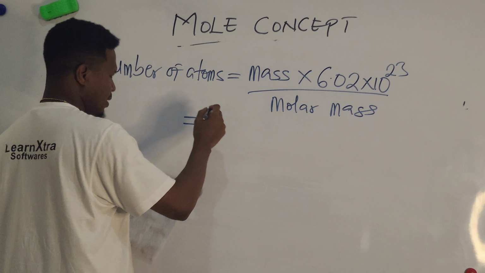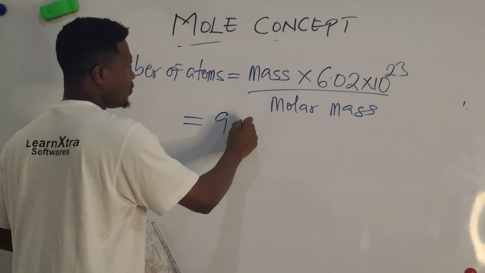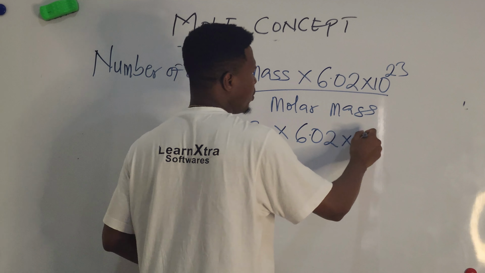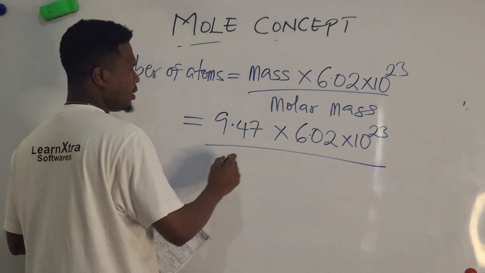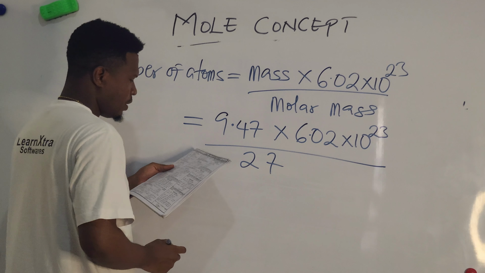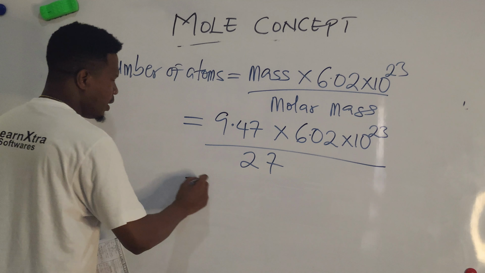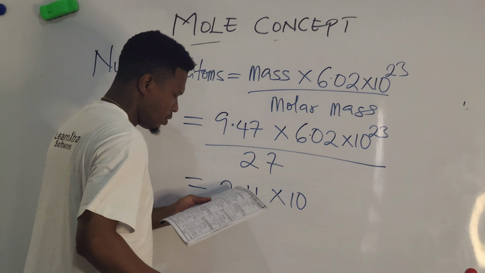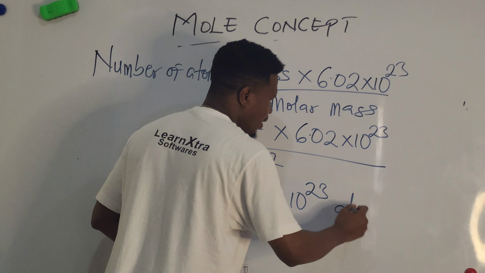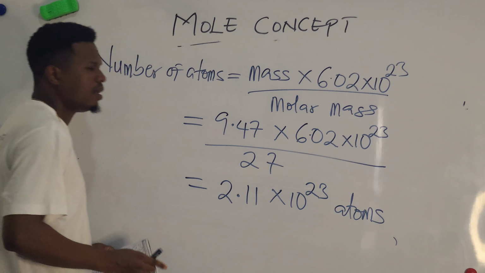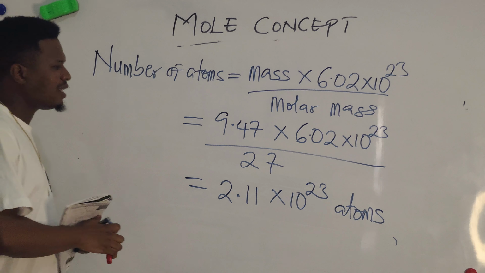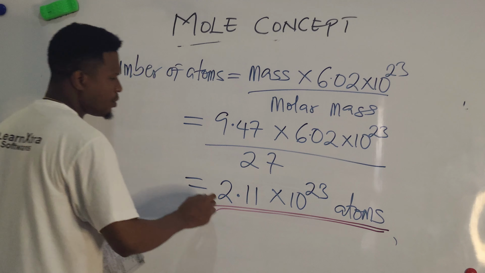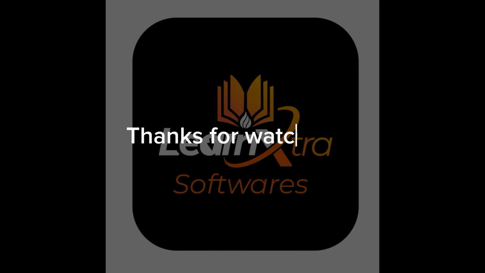So the mass was given as 9.47, so we have 9.47 times 6.02 times 10 to the power of 23 all over 27. Right? Yes. So quickly, the final answer is 2.11 times 10 to the power of 23 atoms. So this is the number of atoms that is present in 9.47 grams of aluminium.